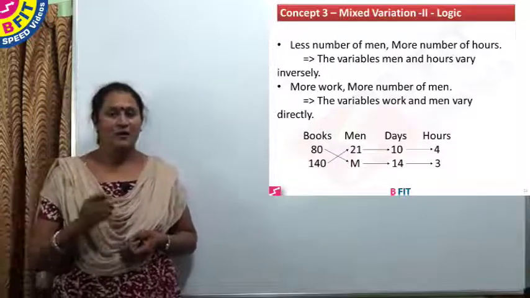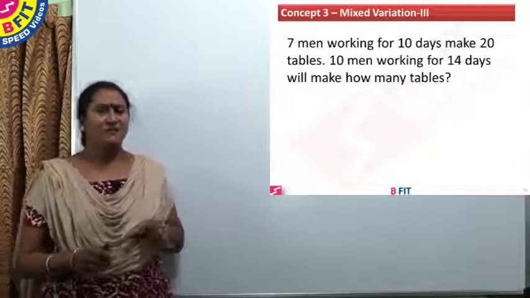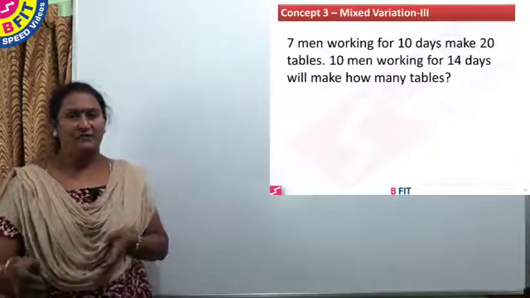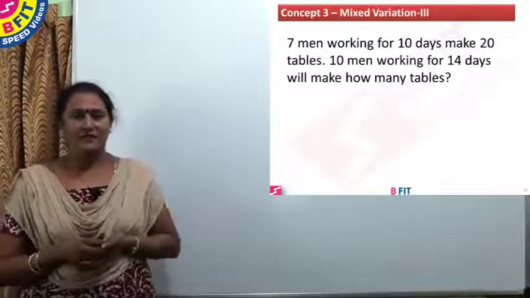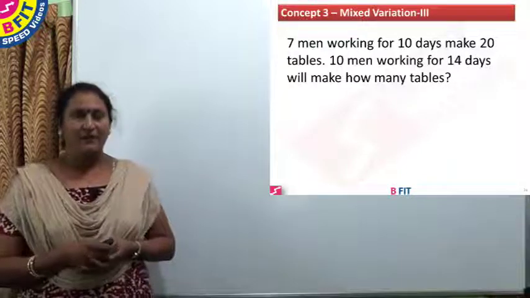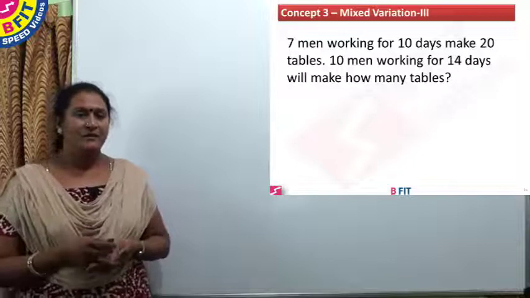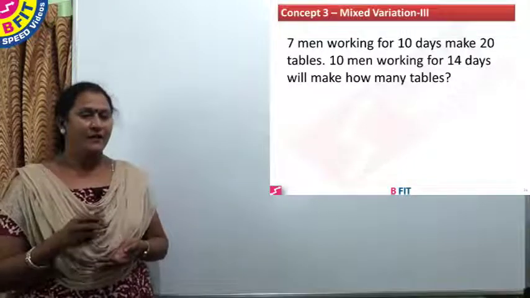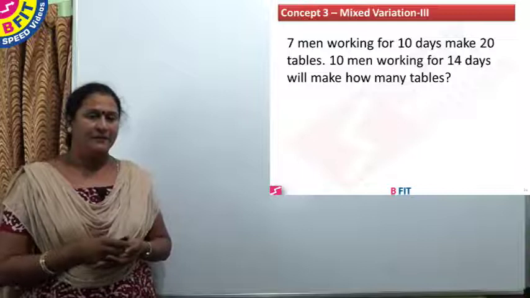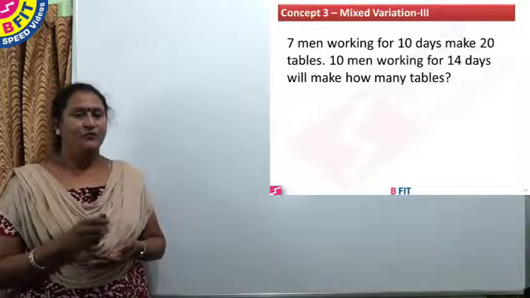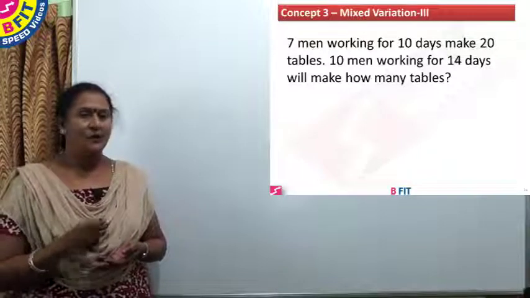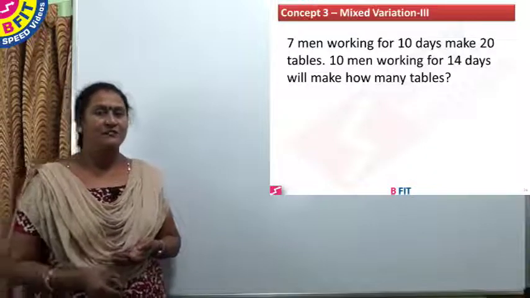So we'll see one more example. Some questions we have purely of direct variation or purely of inverse variation. So here is an example where you have both. The question is, 7 men working for 10 days make 20 tables. 10 men working for 14 days will make how many tables? So we'll see the working.